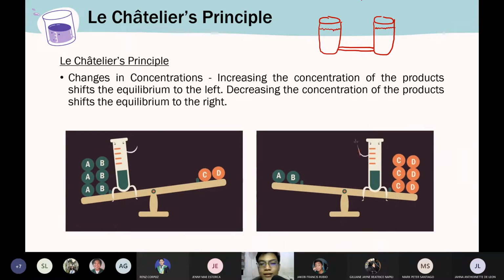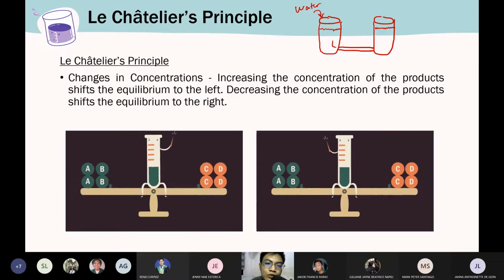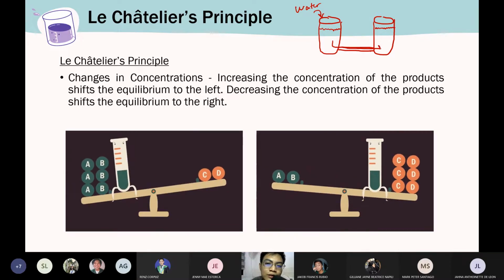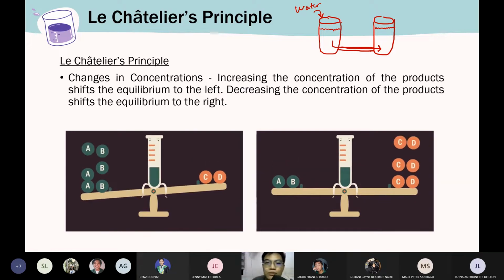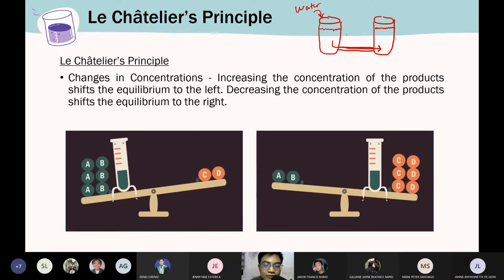Di ba? Okay. What will happen if I add more water dito? Okay? Pag nagdagdag ako ng water, ano mangyayari? Some of the water will get pushed to the other container kasi sobra na masyado sa left side. So, pupunta sa right side yung water to make sure that balance yung water level at the end of the change. Okay?